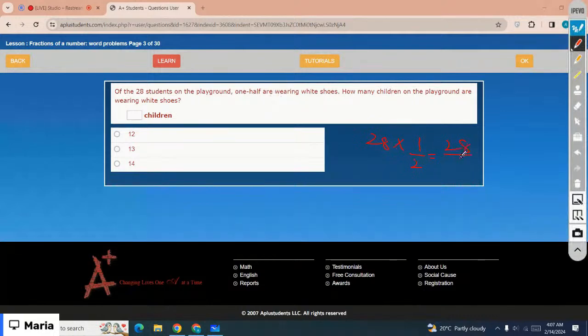28 times 1 is 28. You have to divide it by 2. So, which is the correct option? Yes, very good. The correct option is 14. That means 14 of the students are wearing white shoes.